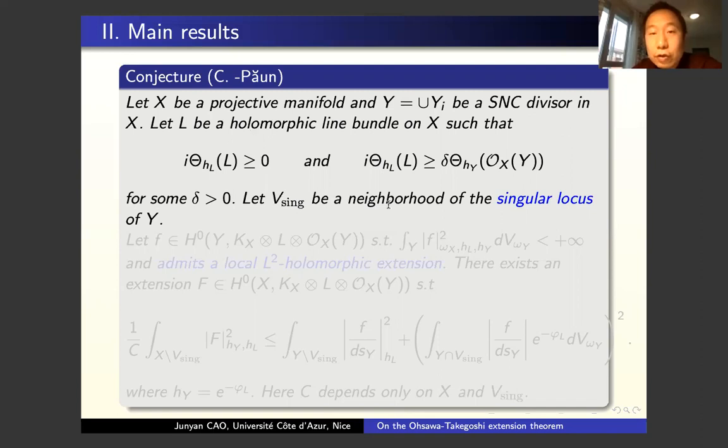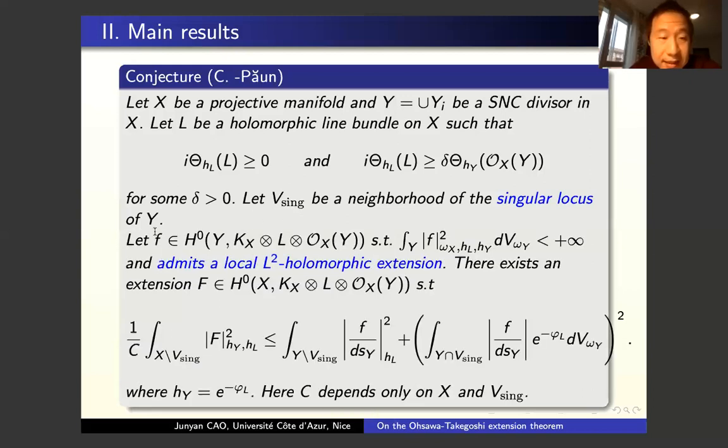Now let V singular be a neighborhood of the singular locus of Y. Since Y is simple normal crossing, the singular locus is of codimension at least 2. So this part is a neighborhood of some subvariety of codimension at least 2. In this case, we conjecture that for any small f, a holomorphic section on the subvariety with the standard L2 condition, and we assume that at least locally, we can extend it as an L2 section, then under the assumption that this term is finite, we can find the extension such that its L2 norm is controlled by this one.